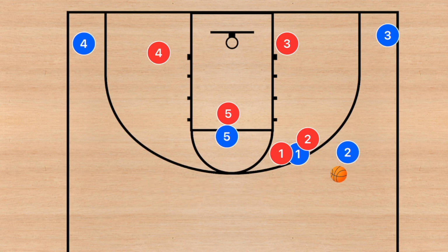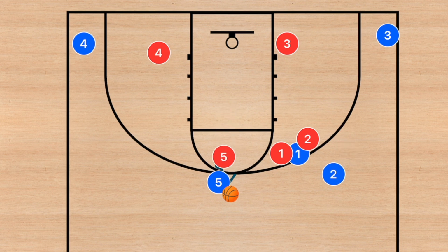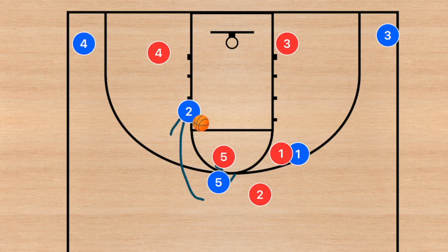The other option that happens here is player 5 could come up and do a dribble handoff. And then when that happens, and his man is chasing him, if player 2 attacks here, this makes player 4 make a decision. Because in theory, he's supposed to be stuck like glue on his corner player.